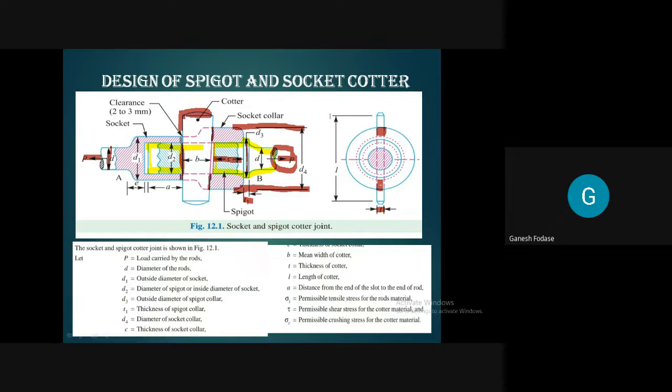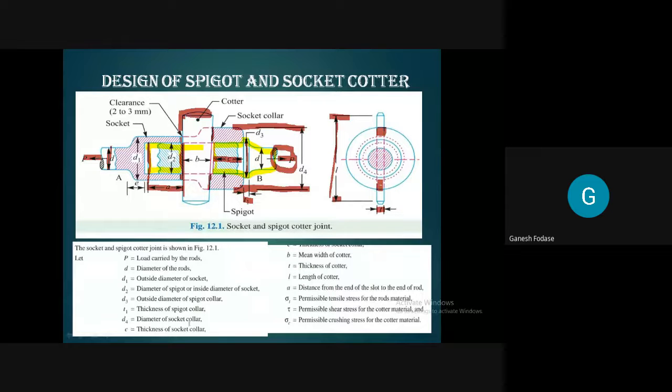Then L is the length of the cotter; some may also call it the height of the cotter. Then a is the distance from the end of the slot to the end of the rod. What is this a? This one is the slot here, and from the end of the slot to the end of the rod is a.